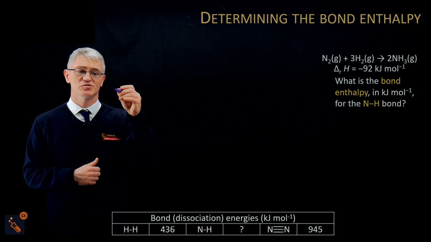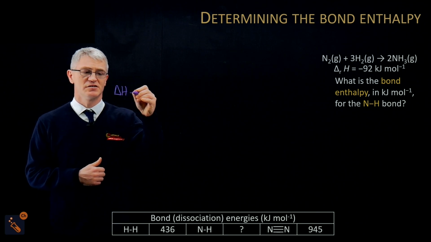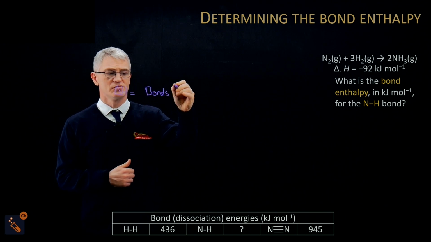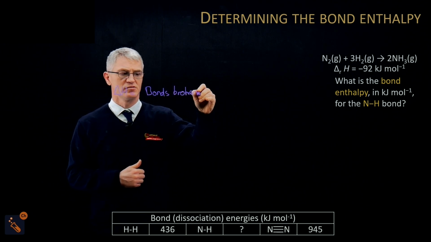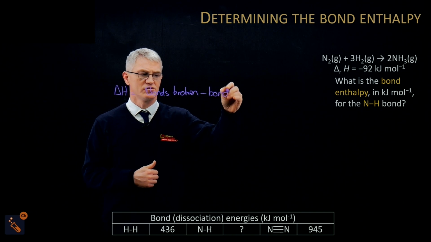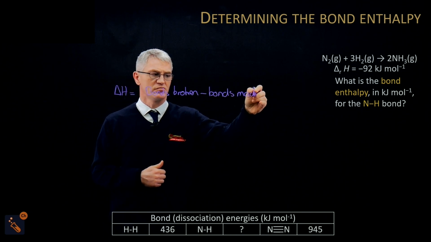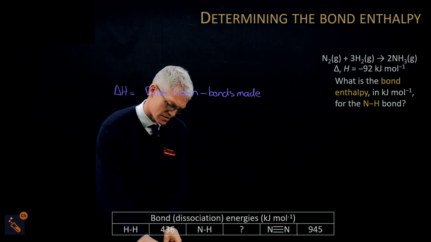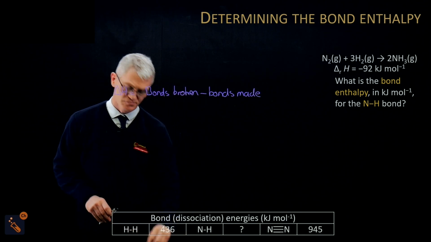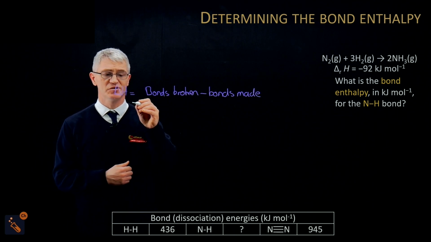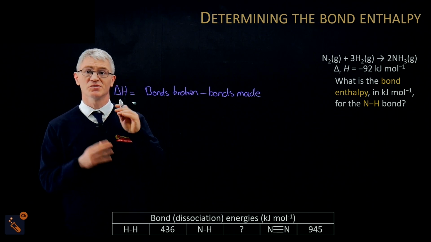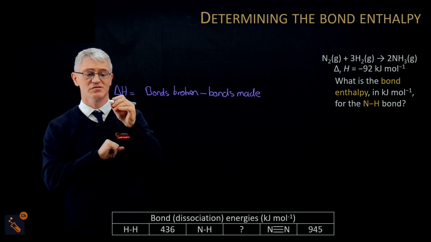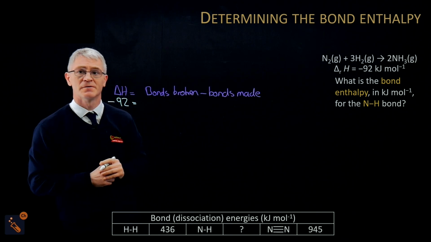So remember, your delta H is going to be your bonds broken minus bonds made. Okay, so that's your most important thing. And then we go from there. Okay, and we just start putting the bonds in. So your delta H, and I'm going to start with delta H. The delta H of the equation is minus 92. You can see it, so I can put that minus 92 in.